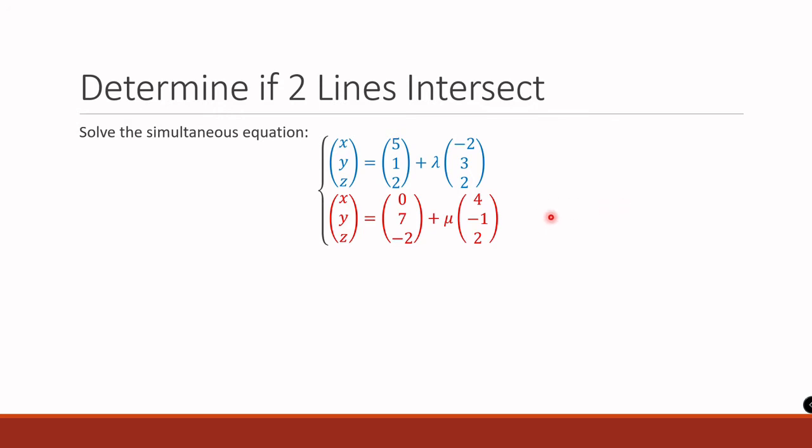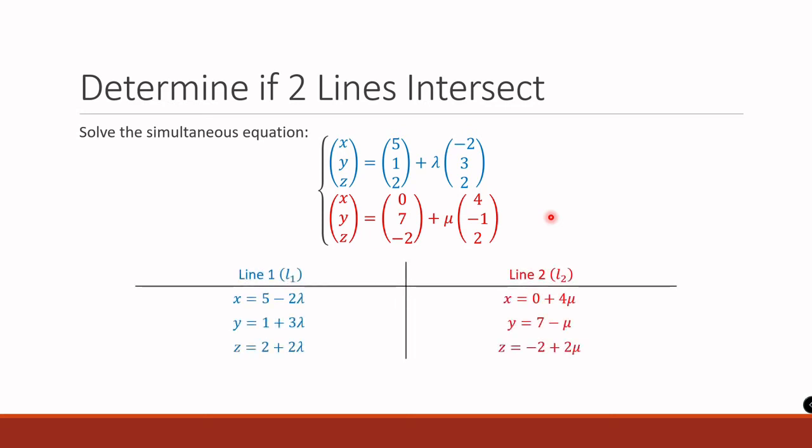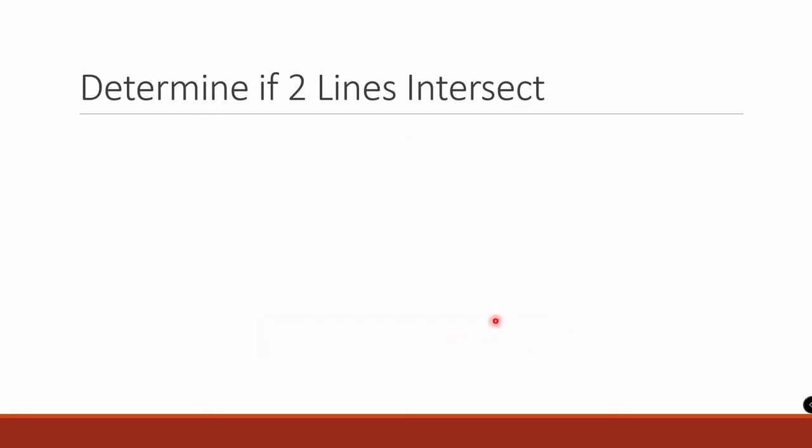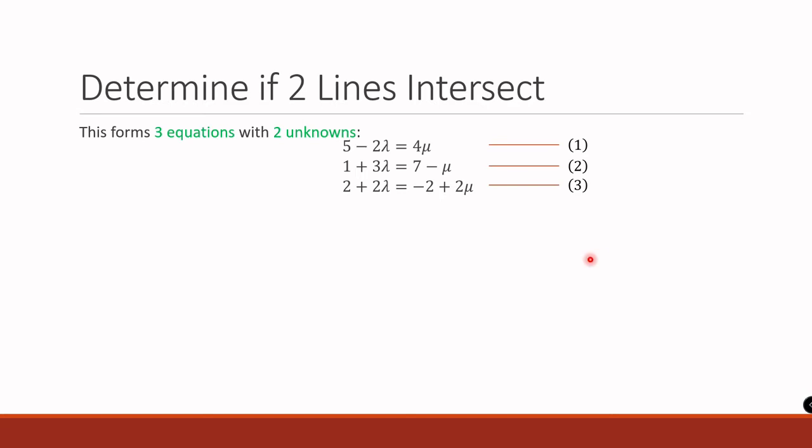To solve this simultaneous equation, we can focus on writing each of the lines in parametric form like this. I prefer this way because this simply tells you that the x must be equal to x, because the point of intersection lies on both lines, right? So the x coordinate must be the same, so I can equate them together. Same for the y and z. That being said, we can form three equations like this.